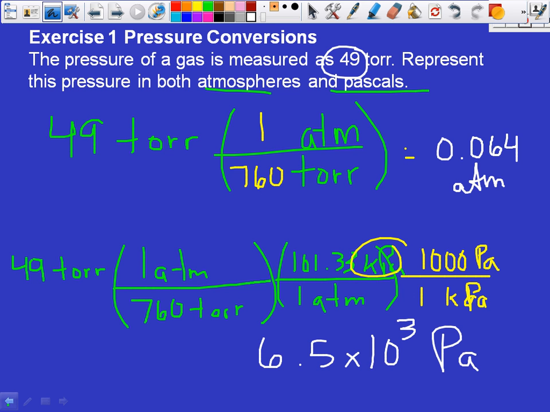Now, on a better way to actually approach this and write this, I'm going to be honest, this is not a good way to write it. The way I would write it would probably be 6.5 kilopascals. That's a much better way to approach that problem. Okay, that way you eliminate the scientific notation.